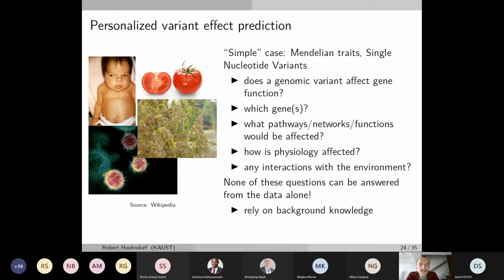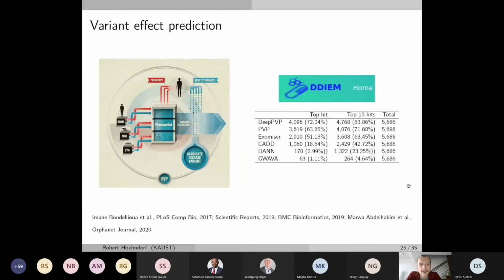And none of these questions can be answered from data alone. It relies on background knowledge, and in this case a large amount of background knowledge, in order to determine the functional and in the end the phenotypic effect of a single genomic variant. And we have been building a number of different tools for this. Mainly under what we call our PhenomeNET project, where we have the PhenomeNET variant predictor and a number of different variations on this for different types of variants using our PhenomeNET ontology.